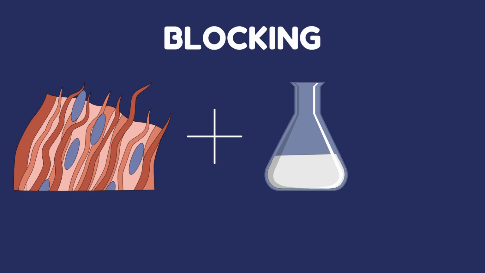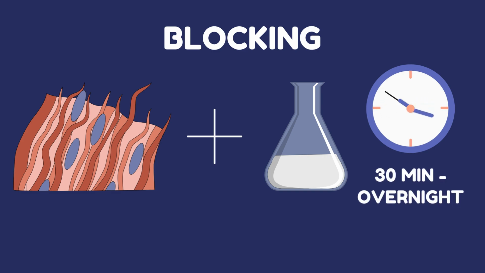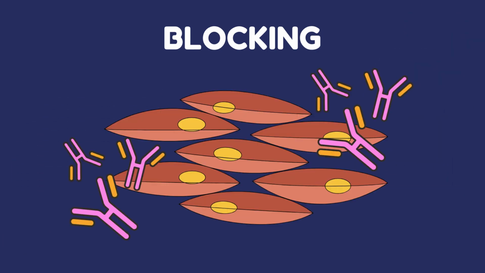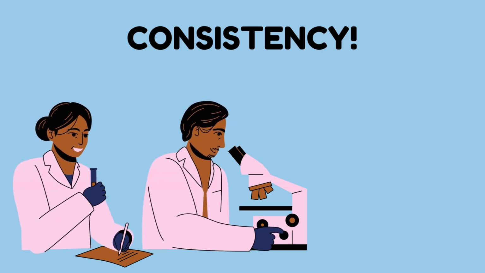Finally, blocking nonspecific binding must be stopped. Prior to incubation with the primary antibody, the sample is incubated with a blocking buffer for 30 minutes to overnight at 4 degrees Celsius. The ideal blocking buffer can be 5 to 10% normal serum from the source species for the secondary antibody, because it contains antibodies that bind to reactive sites to prevent the binding of secondary antibodies to those sites. The last consideration to take into account is consistency.